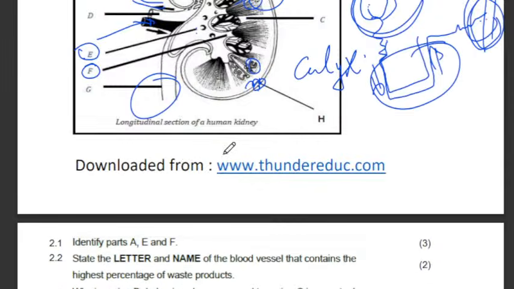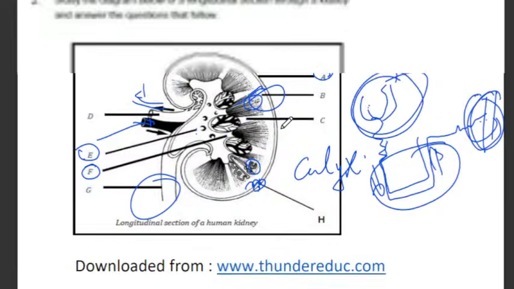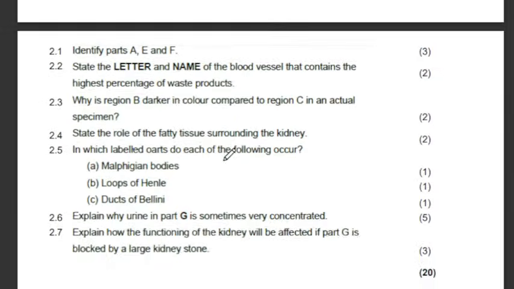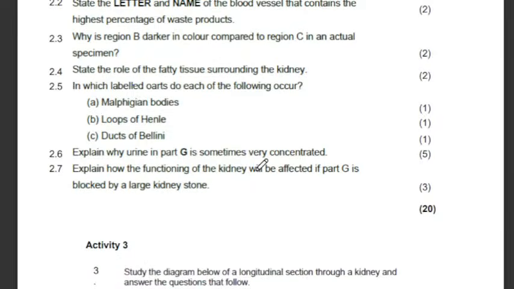So here, what you need to talk about, why it is more concentrated, is because when this urine is here, sometimes it reabsorbs. Wait, how many marks are these? It's 5 marks. So you're going to talk about the antidiuretic hormone being secreted if the body requires more water. So antidiuretic hormone is going to be secreted as a result of the hypothalamus being stimulated, causing the hypophysis or the pituitary gland to secrete more ADH.